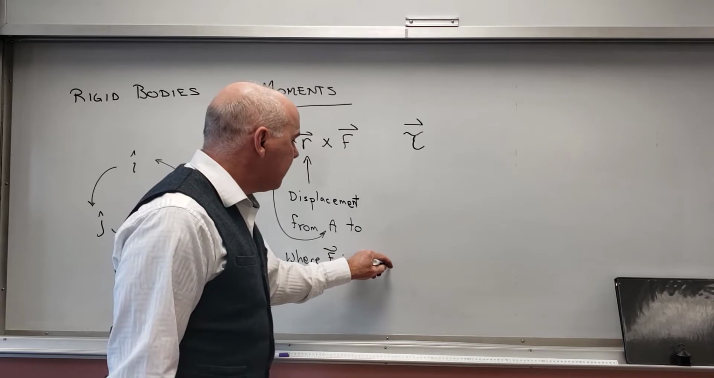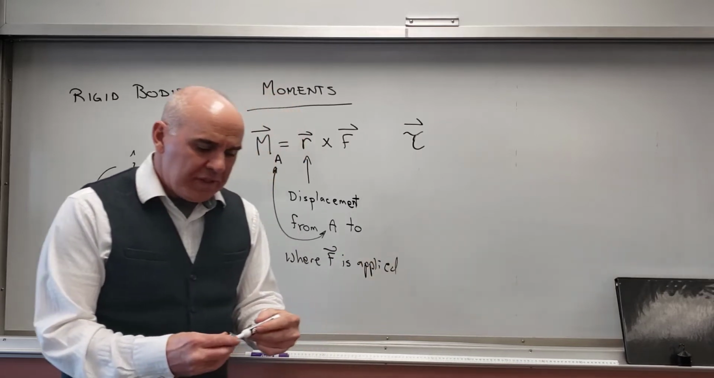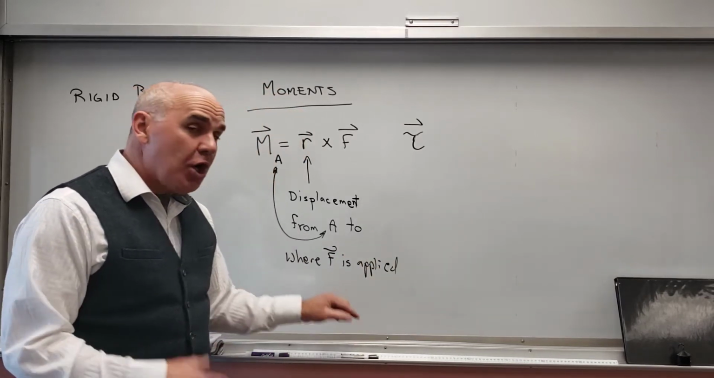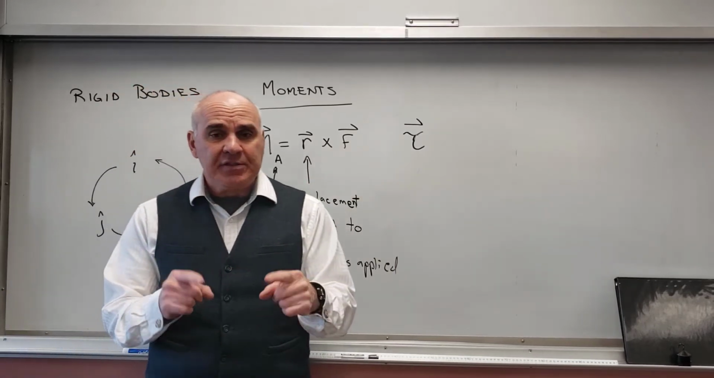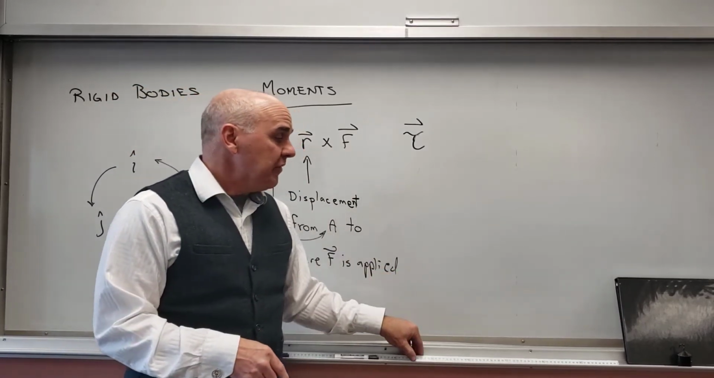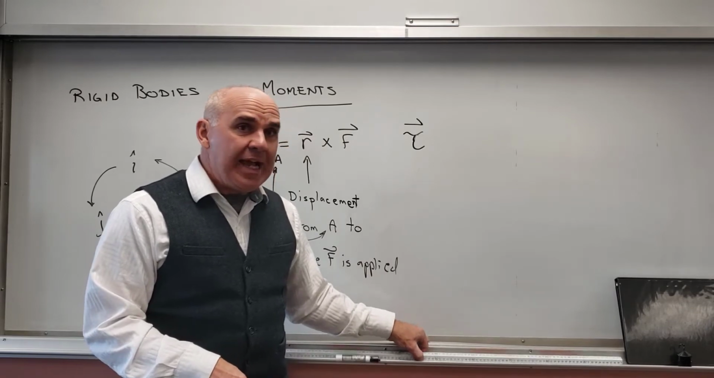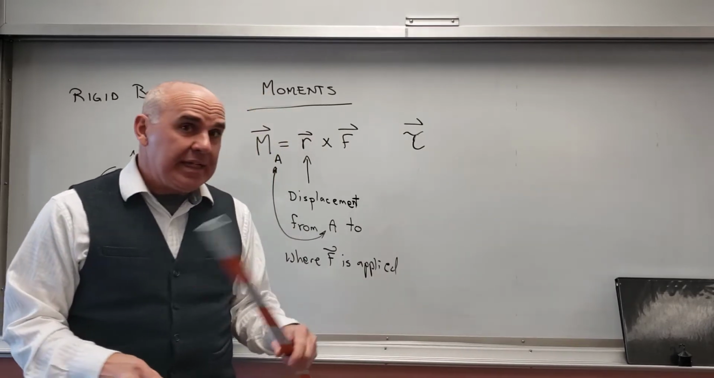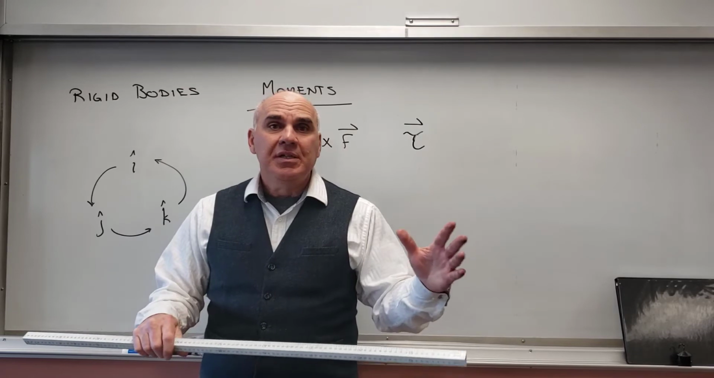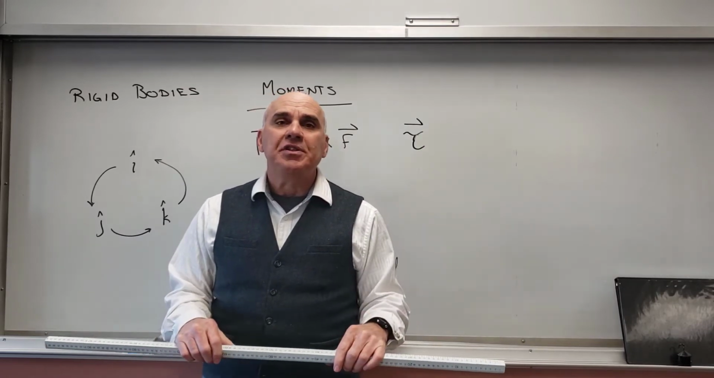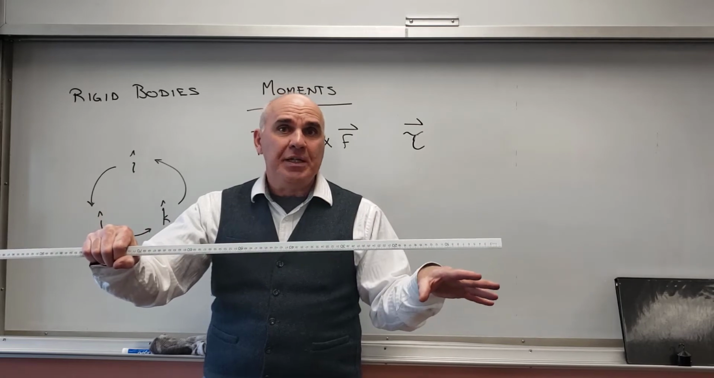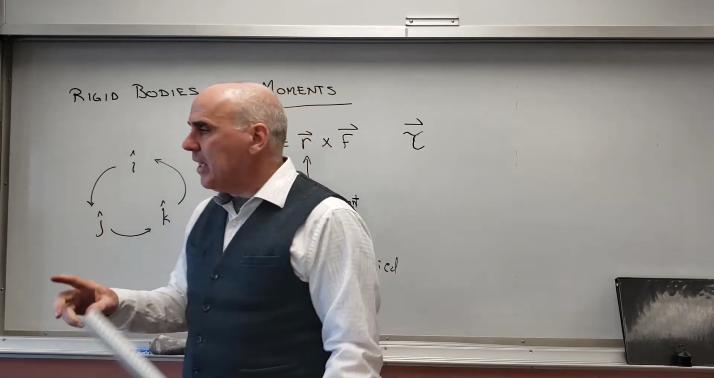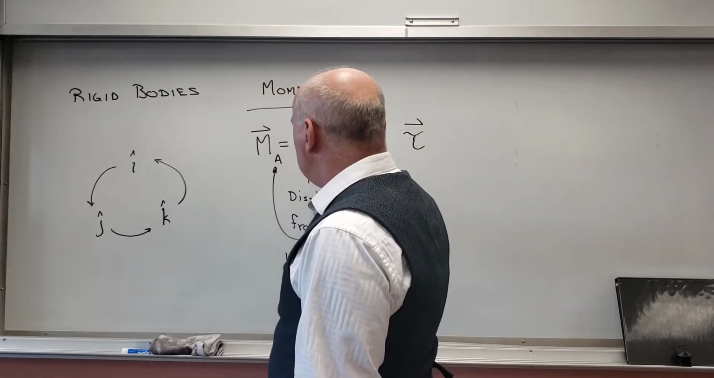And that's going to give us the moment about A caused by this force. So very specific. It's the moment caused by that force. If there's multiple forces acting around there, then that's going to be different. You're going to have different moments for all of those different forces. So if I had a force here and a force here, they're both applying a moment. Then the other thing is that this is a cross product.